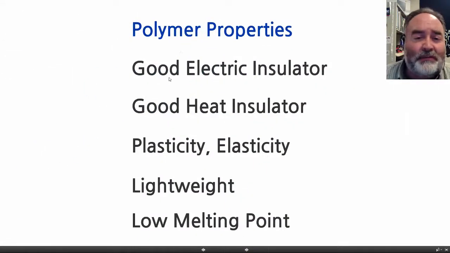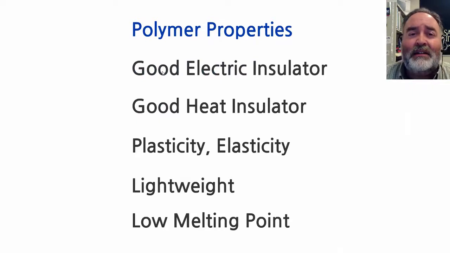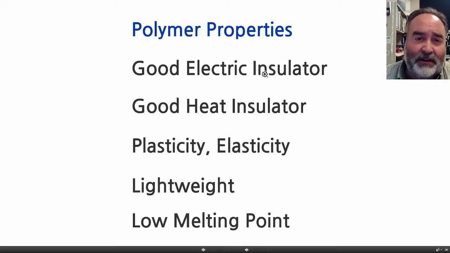Some properties. Sort of the opposite of metallic. Metallic bonding, they were pushing electrons. Covalent bonding, they're accepting or holding on to electrons. So they're good electric insulators. If you try to give a polymer or a covalently bonded material an extra electron, it'll say, no, I'm good. I already have enough. It's not going to accept it.